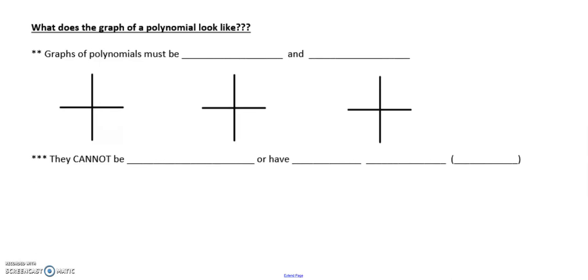Looking at the graphs of polynomials, there are a couple restrictions that we have to place before we can start looking at the graph so we know what is a polynomial and what is not. By definition, graphs of polynomials must be smooth and continuous.